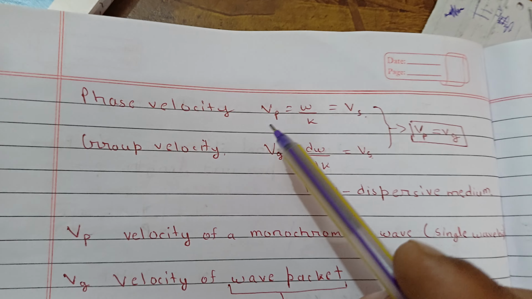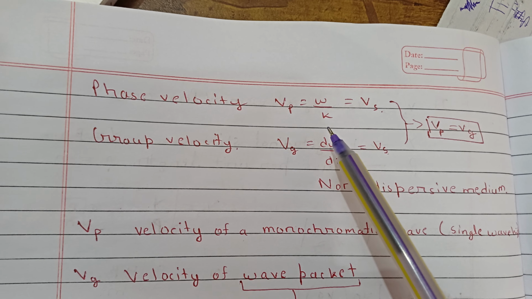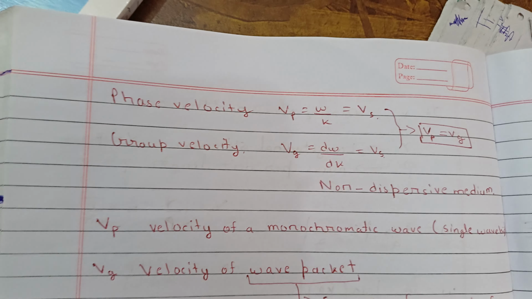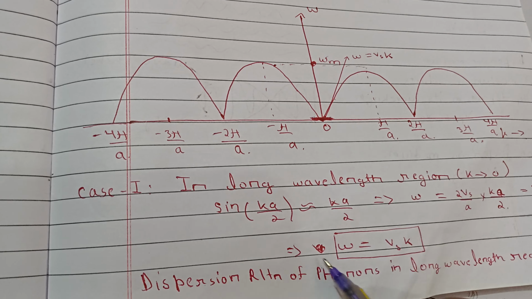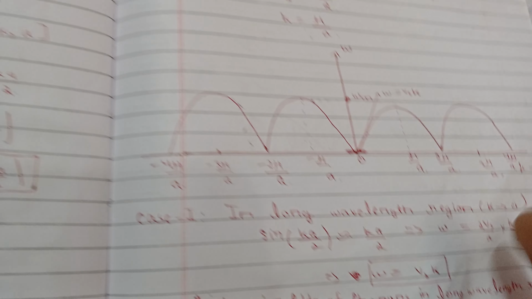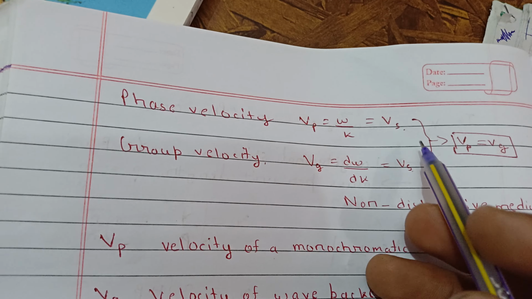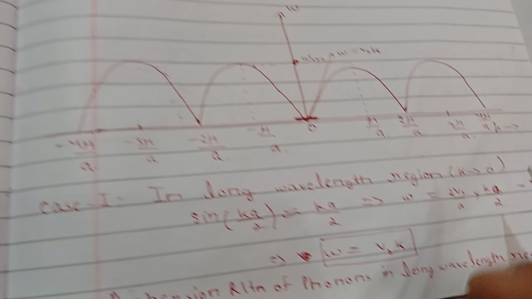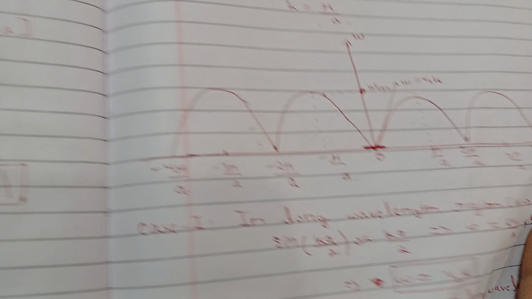And we know the formula for the phase velocity is omega by k, and for group velocity it is d omega by dk. So we can write Vp equal to omega by k, which will give us Vs, and for group velocity, d omega by dk, just differentiating with respect to k, we will get Vs.